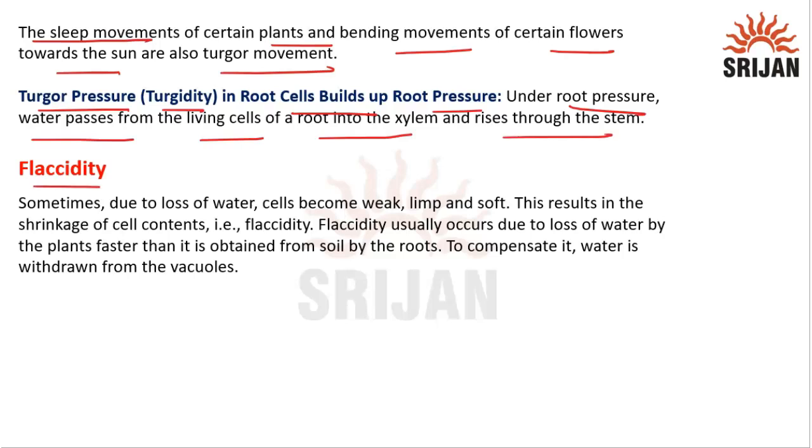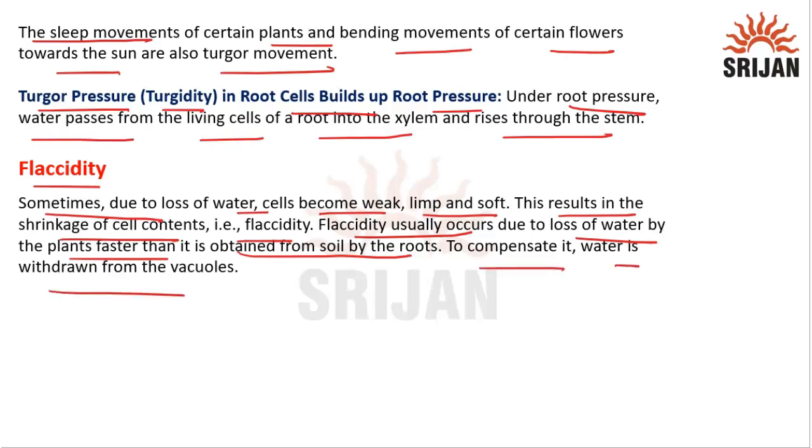Now flaccidity. Sometimes due to loss of water, cells become weak, limp and soft. This results in the shrinkage of cell contents, that is flaccidity. Flaccidity usually occurs due to loss of water by the plants faster than it is obtained from soil by roots. To compensate it, water is withdrawn from the vacuoles.